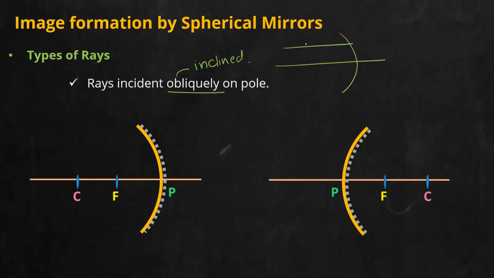Now, inclined means what? Making an angle. Now we say this oblique ray with respect to the pole. So if this is the pole, if any ray makes an angle with the pole, then this type of ray we call an inclined ray or oblique ray. So again, I'm repeating, oblique ray means a ray with an inclination. Inclination with respect to what? With the pole. That is the idea.